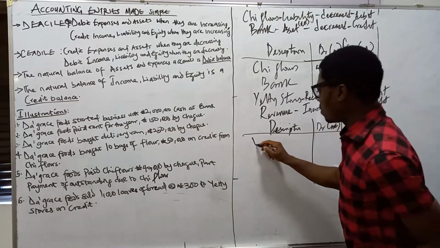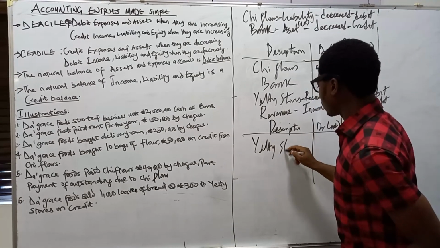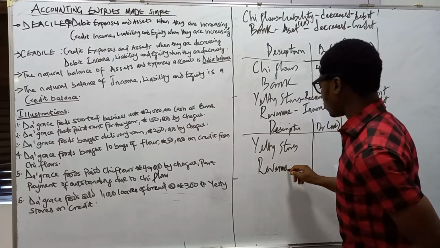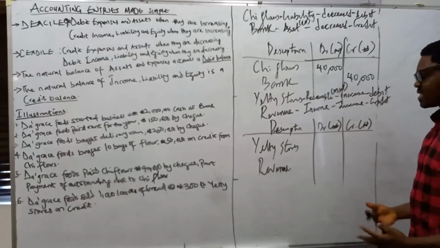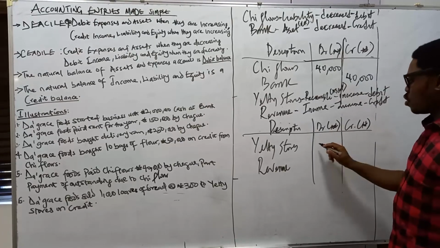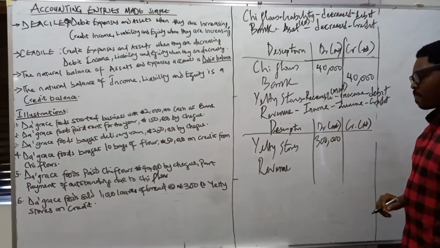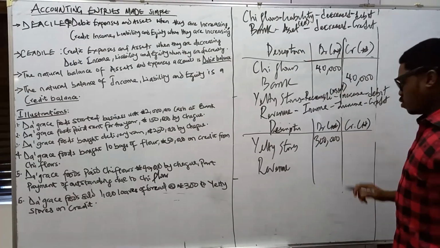So we have Yeti Stores and revenue. As stated earlier, Yeti Stores as a receivable has increased, so we debit it with 300,000 naira. Revenue has also increased, so we credit revenue with 300,000.